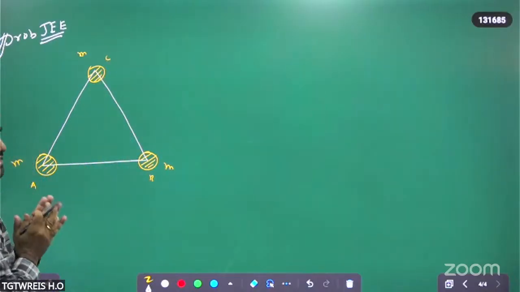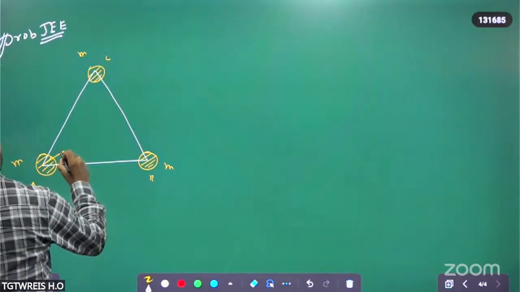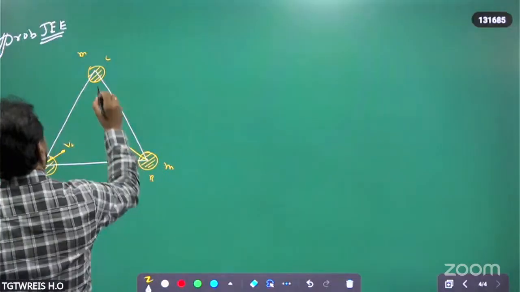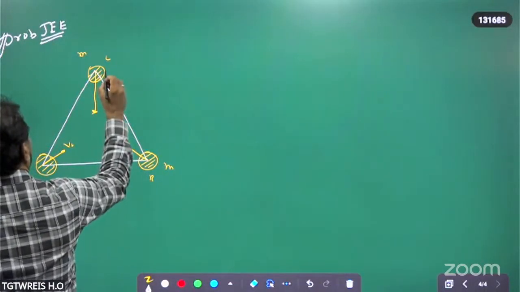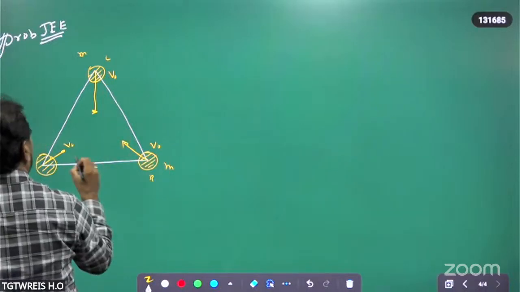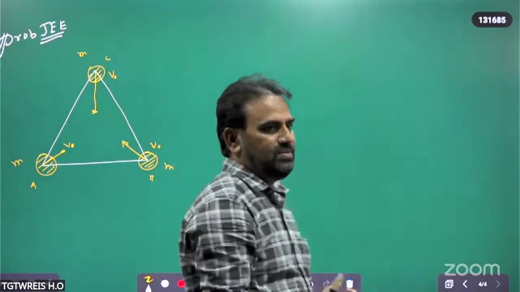For all the particles I have given the same amount of velocity. This one has velocity v, this one has velocity v, this one has velocity v. Each particle is given the same amount of velocity.